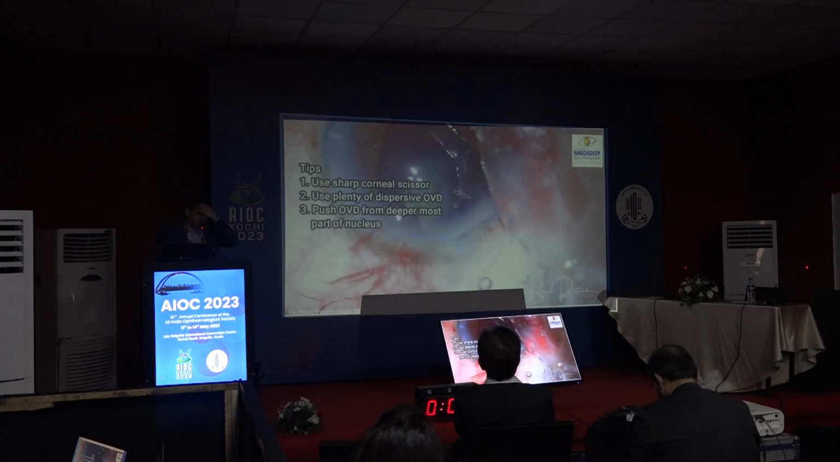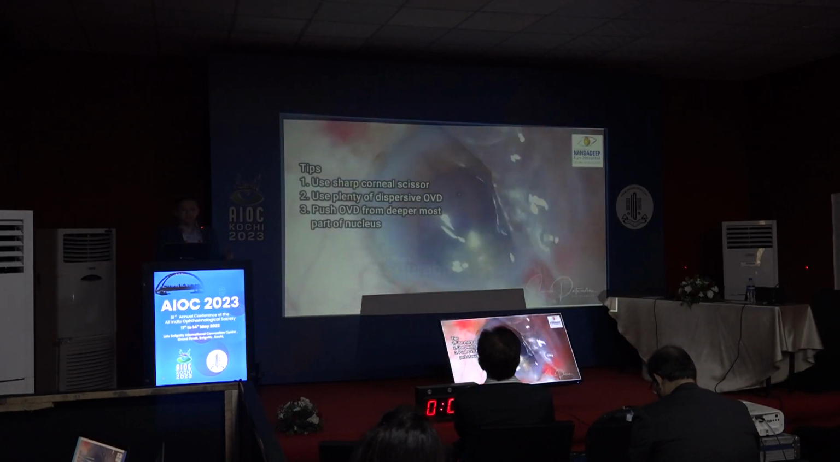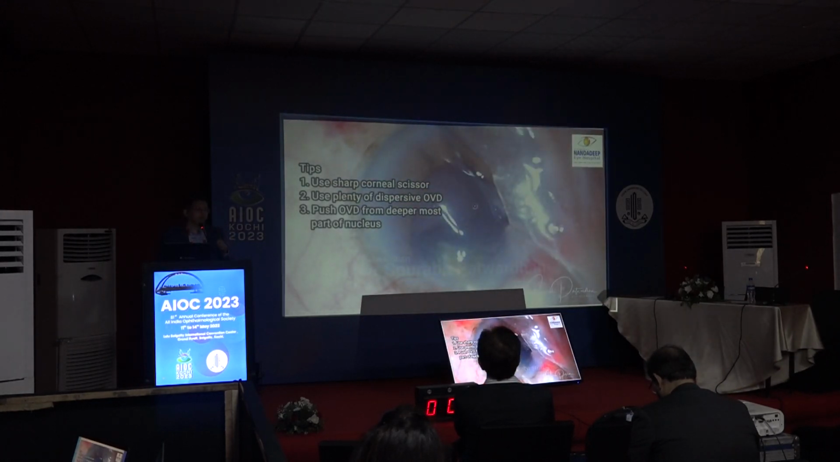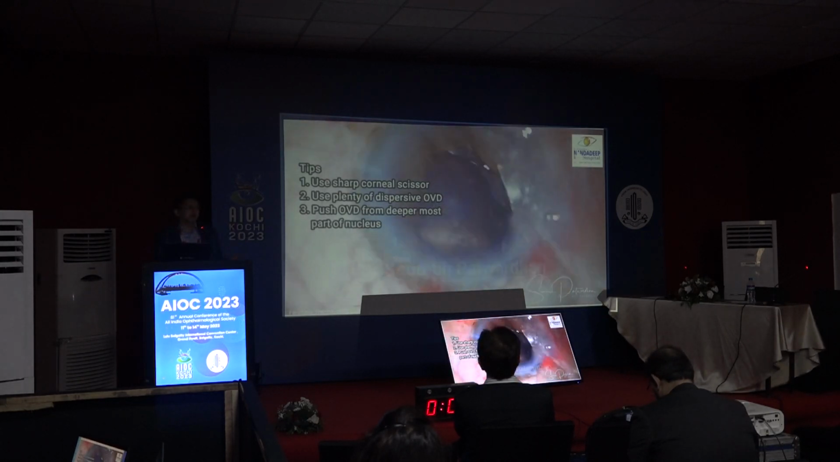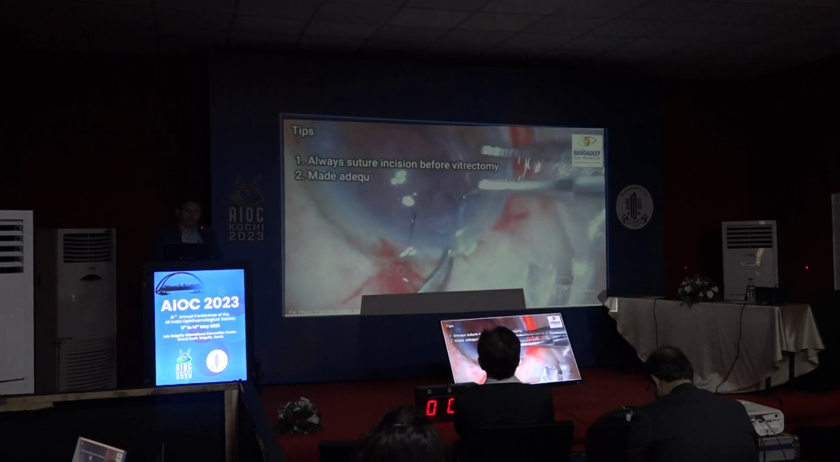Now in order to remove the nucleus, the most important tip to understand is that always push OVD from the deepest part of the nucleus. I will emphasize this again in another video; this is a commonly made mistake by surgeons. They try to keep the anterior chamber maintained because that is your instinct. When you are doing cataract surgery, you try to keep on maintaining the chamber, and unfortunately they push more viscoelastic in front of the nucleus, or when they go behind they don't reach the deepest part of the nucleus, and then you may have a situation where one of the nucleus pieces drops down.